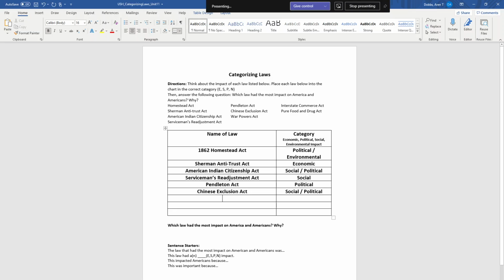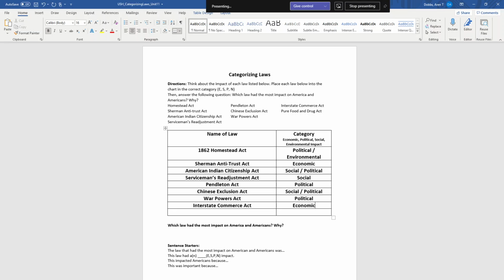The Interstate Commerce Act, this would be economic. This was passed in 1887, I believe. It was passed to help stop the price gouging that happened from predatory tariffs put on freight cargo as it was being shipped across state lines.